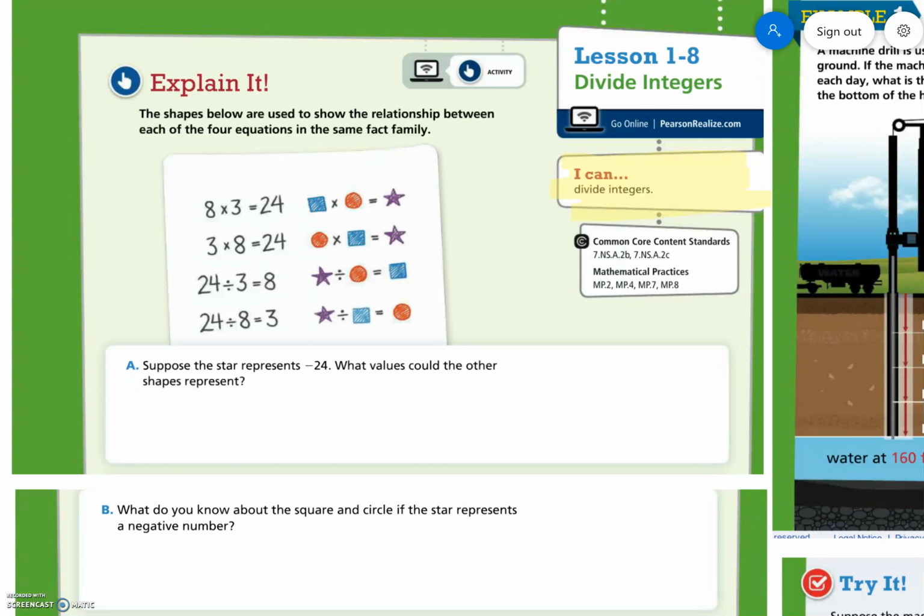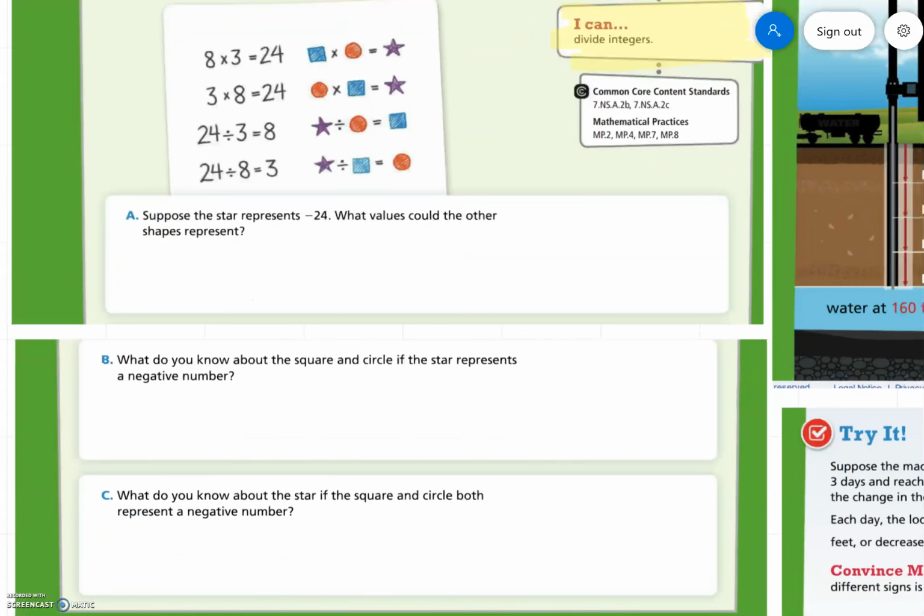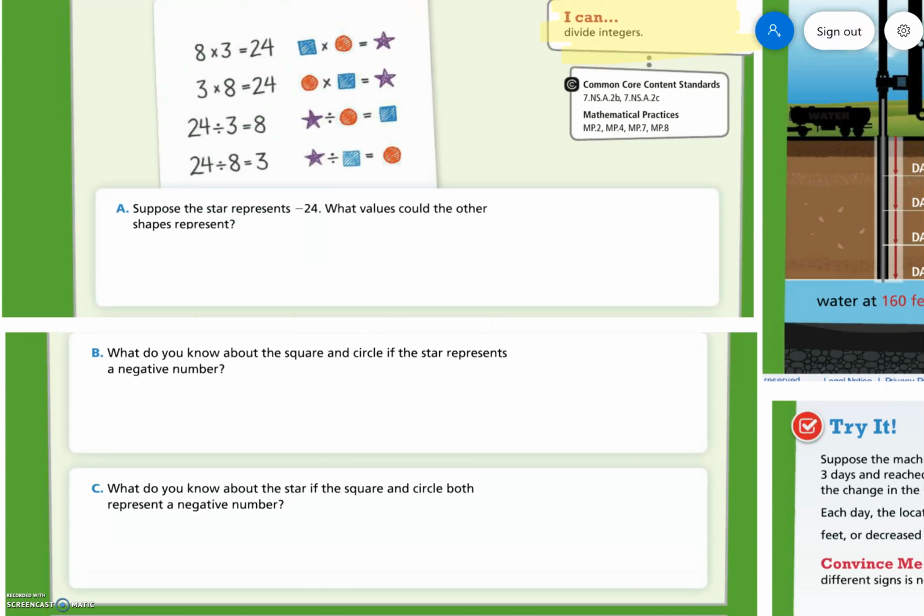So explain it. The shapes below are used to show the relationship between each of the four equations in the same fact family. Suppose the purple star represents -24. What values could the other shapes represent? What do you know about the square and circle if the star represents a negative number? And what do you know about the star if the square and circle both represent a negative number? Okay, so to show us the fact family, I want you to answer A, B, and C on your own. Pause the video and press play when you're ready to go over it.